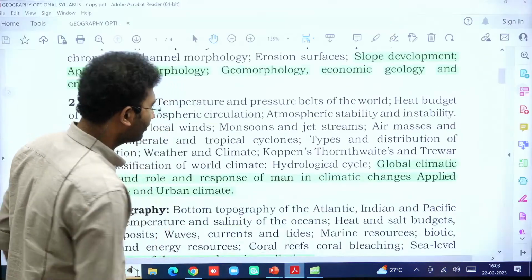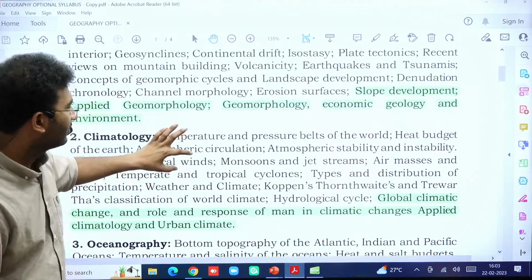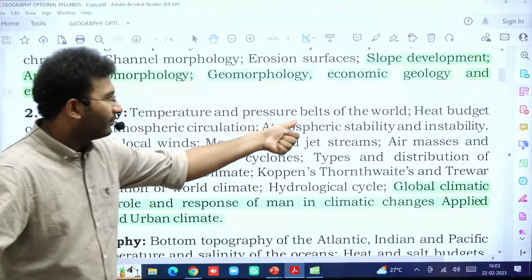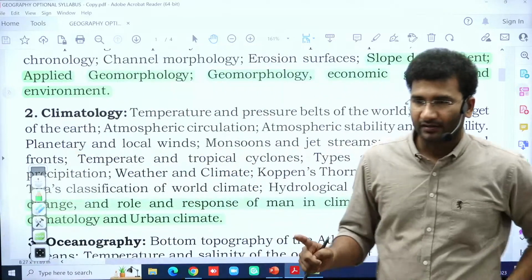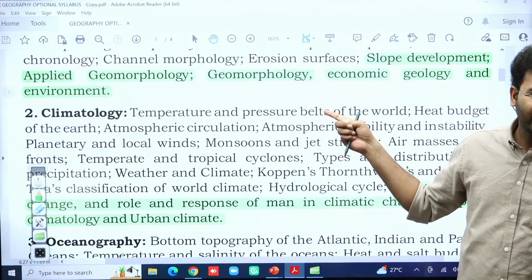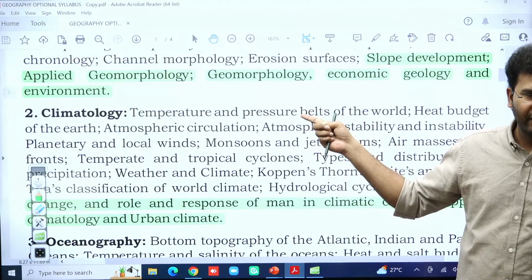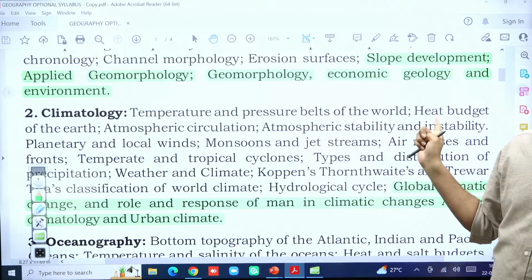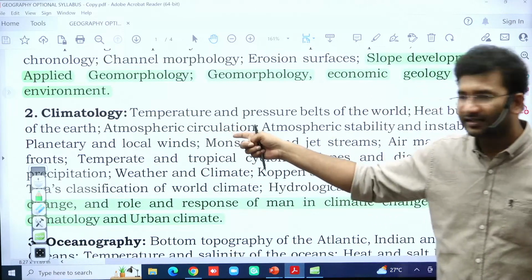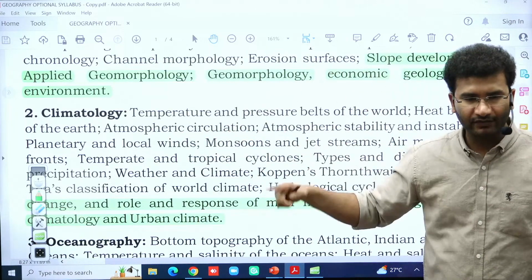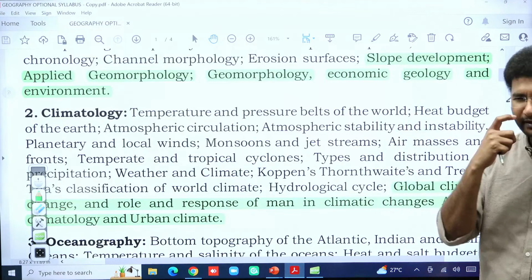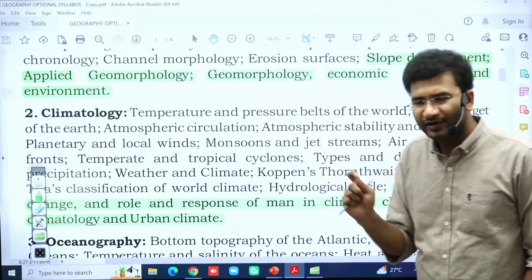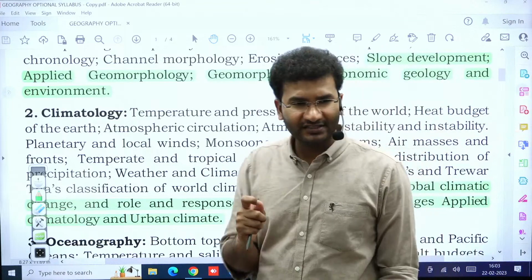Now, let me show you the syllabus again. Temperature and pressure belt of the world, number one. That means you have to study about those 7 different types of pressure belts. Heat budget, right? Atmospheric circulation, how the movement of the wind is taking place, that is what we have discussed in brief here. Atmospheric stability and instability. Yes, stability or instability hota kya hai? What is atmospheric stability?